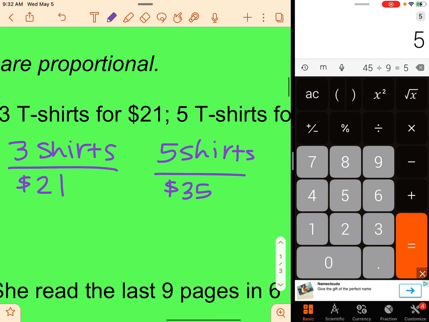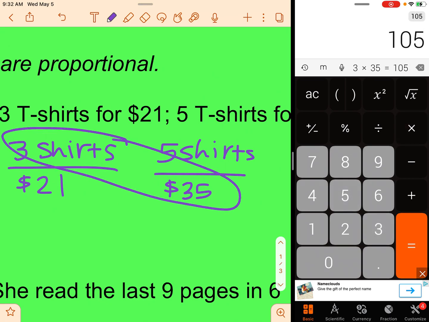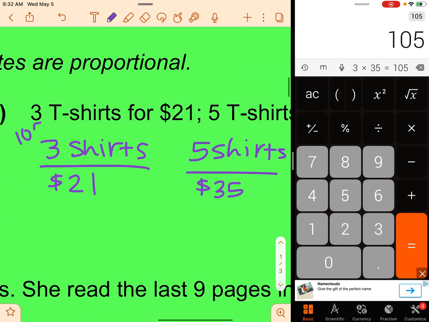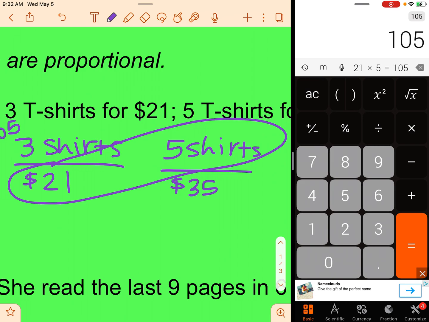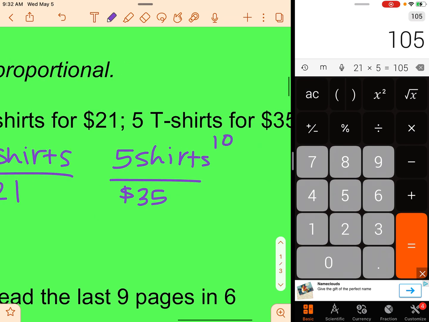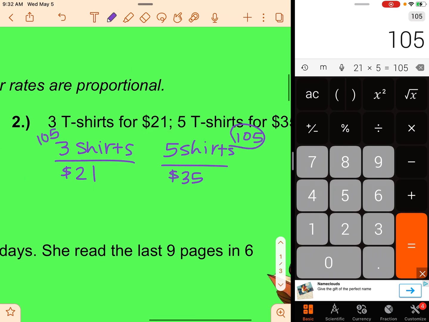Alright, here's another way we could do it. We could use the butterfly method. Cross multiply, take 3 times 35, and we get 105. So I would write that number up here somewhere, 105. Now do the same thing with 21 times 5. We also get 105. So since those two numbers are the same, these two are proportional.